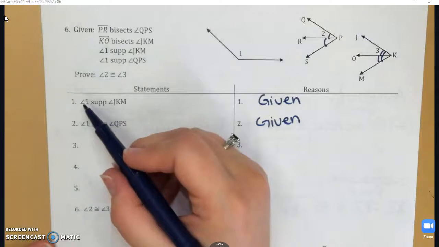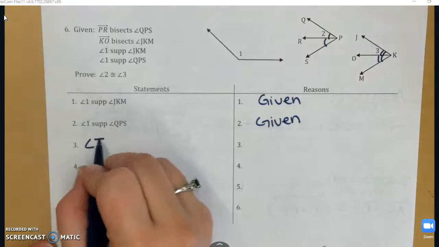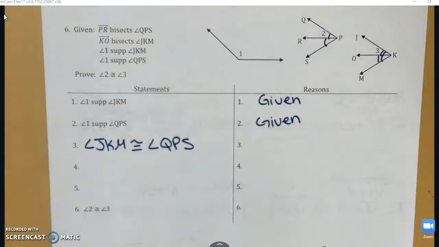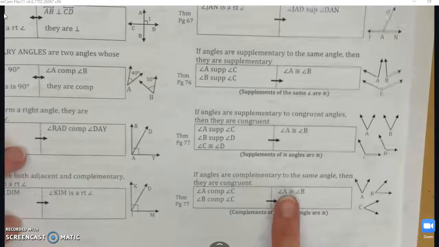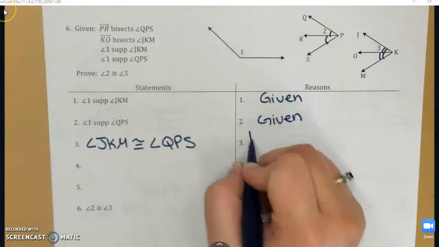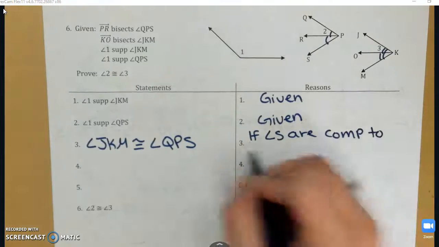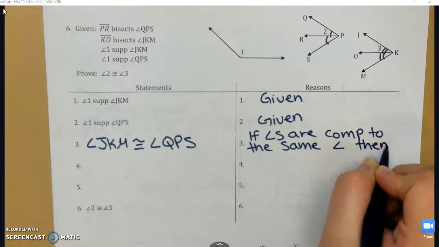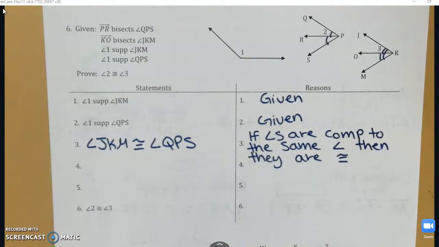Now, I have that angle 1 is supplementary to both of these angles. So a conclusion I can draw from that is that JKM is congruent to angle QPS, and my reason for that would be that I've got angles that are supplementary to the same angle. If angles are supplementary to the same angle, then they are congruent. Okay, so I drew a conclusion.